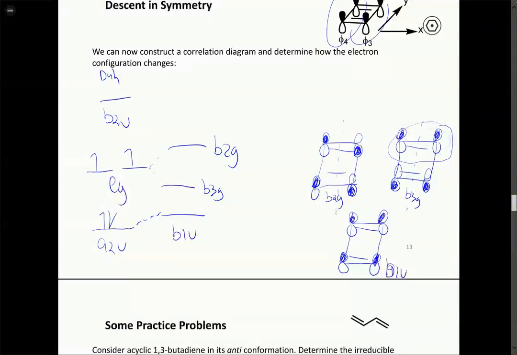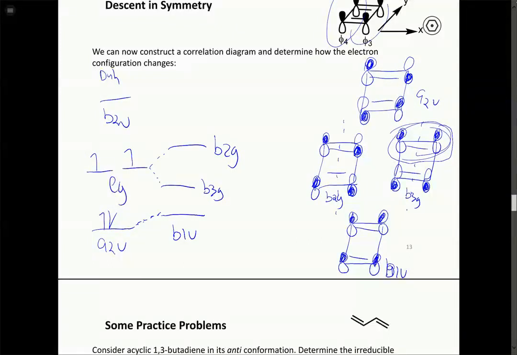And then finally for B2U, we end up with an A2U SALC that it correlates to, and what does that look like? This is our A2U that I'm going to draw last. This is the one where they're all out of phase with each other, so you get alternating plus and minus coefficients, so everything's out of phase.